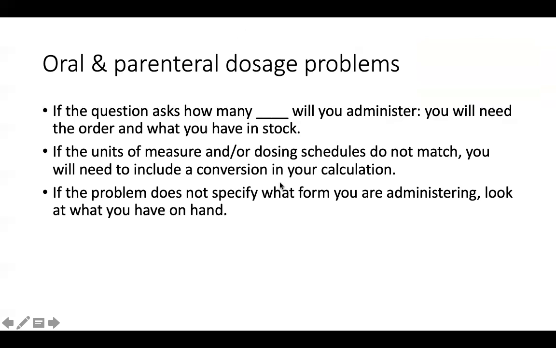Okay, so let's again remind ourselves what kind of information we need to dig out of these problems. We need to dig out the order, whatever it is the doctor is asking you to administer, and we need to dig out what we have on hand or in stock. Those are consistently what you're going to need for these oral and parenteral problems. Again, let's look at units of measure and dosing schedules. If they don't match, we just need to enter a conversion. And again, if the problem does not specify what form you're administering, look at what you have on hand.